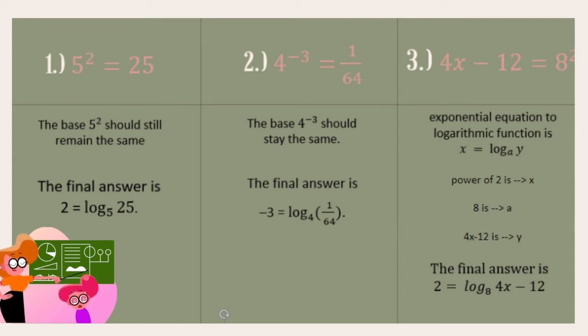Number 3. 4x minus 12 is equal to 8 squared. The equivalent of an exponential equation in logarithmic form is x is equal to the logarithm to the base a of y. So the power 2 is our x, then 8 is our a, and 4x minus 12 is our y. Then we get 2 is equal to the logarithm to the base 8 of 4x minus 12.